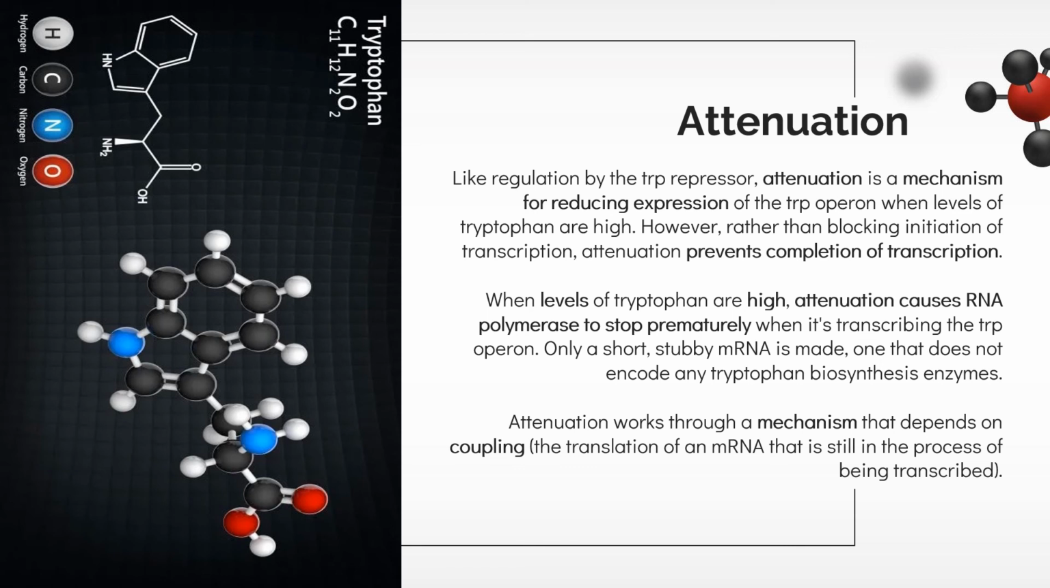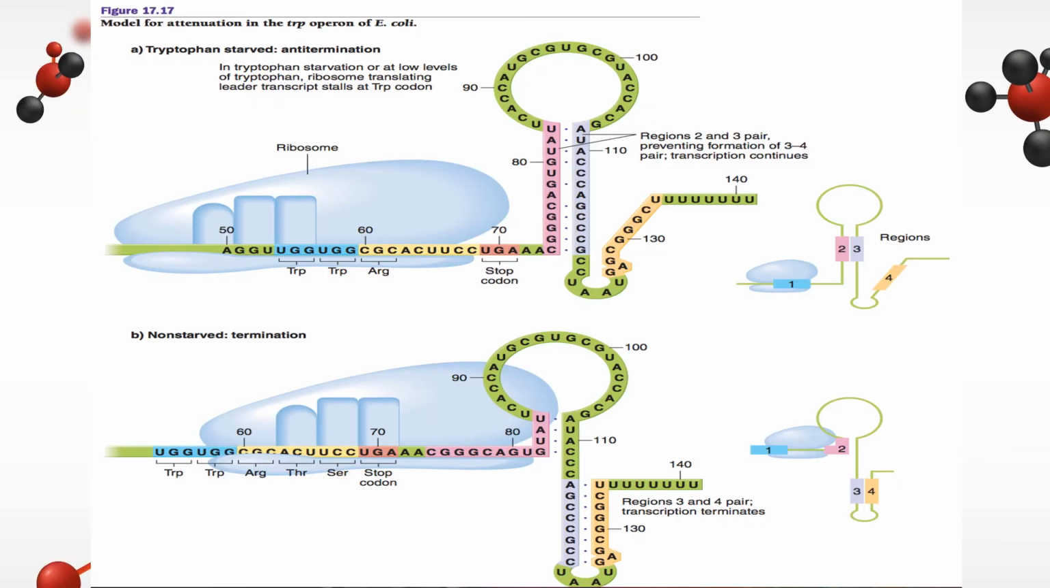Attenuation works from a mechanism that depends on coupling the translation of an mRNA that is still in the process of being transcribed. Therefore, in this condition, attenuation stops the RNA polymerase prematurely from producing any kind of full mRNA. So this is all about the attenuation.